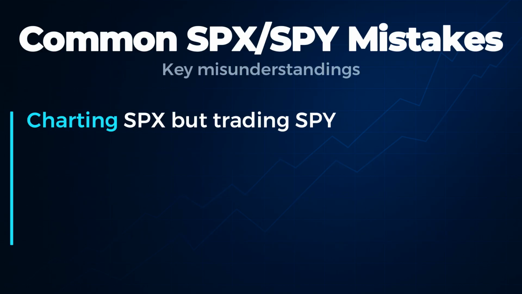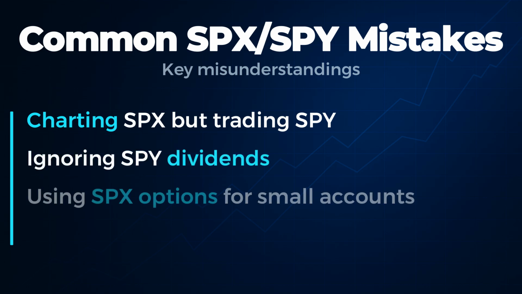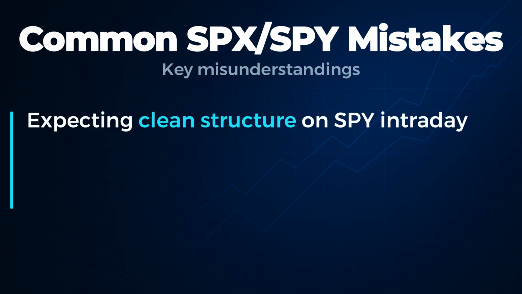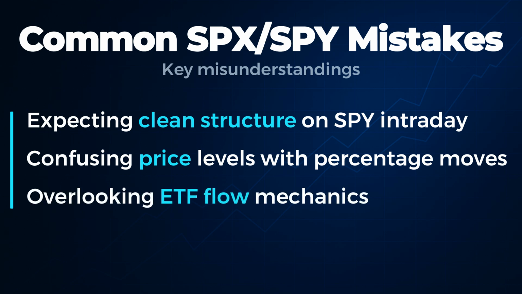Drawing levels on SPX but executing SPY stops at SPY's volatility. Assuming SPY underperforms SPX without accounting for dividends. Using SPX options when SPY fits the account size more appropriately. Hedging small portfolios with large notional SPX contracts. Expecting SPY to print clean structure the way SPX does intraday. Confusing absolute price with percentage exposure. Ignoring ETF flow mechanics and the creation redemption process.